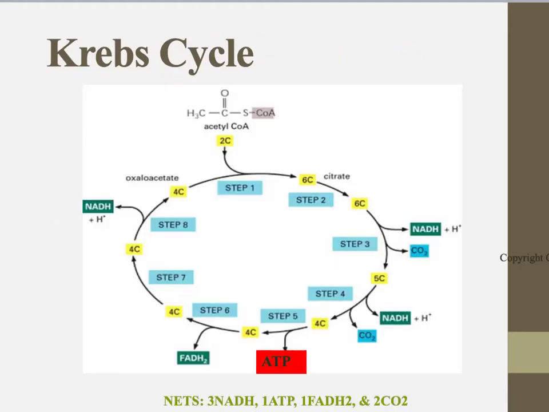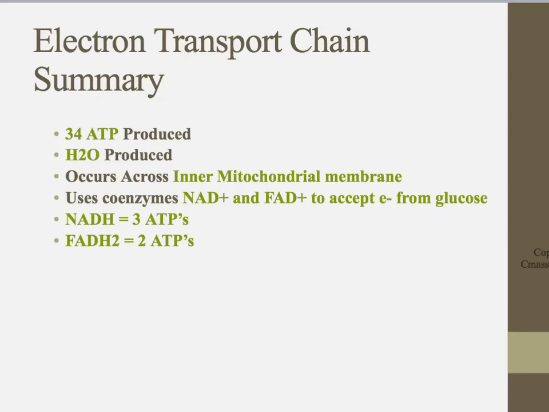Here's a picture of the Krebs cycle where it starts at the top and then goes through this cycle and shows where it is releasing certain molecules. The electron transport chain produces 34 ATP molecules. It also produces water, occurs inside the inner part of the mitochondrial membrane, and uses some coenzymes to produce the ATPs.